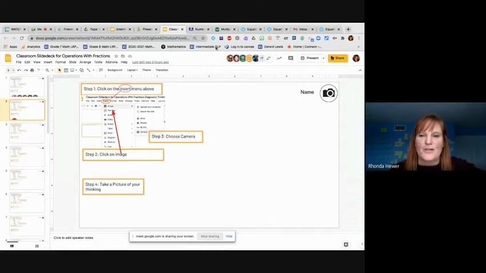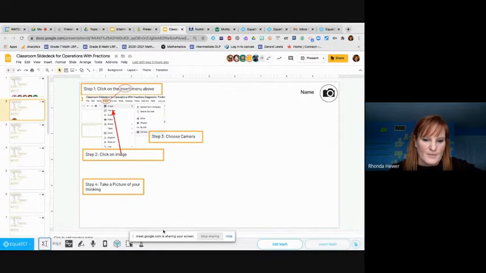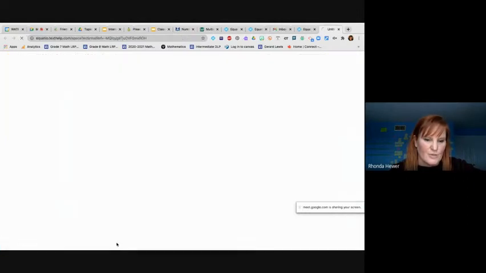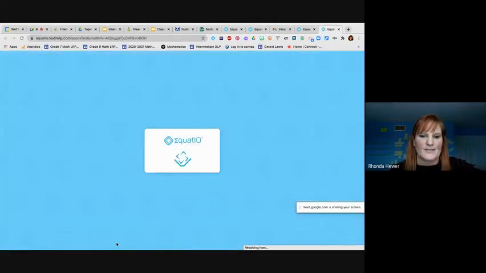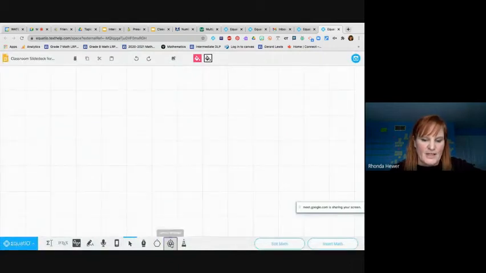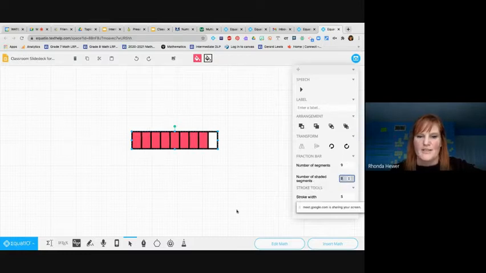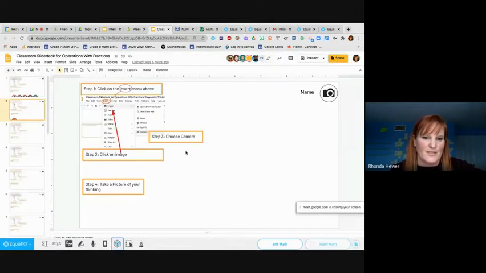Okay, if you have the Equatio add-on, and if you don't, I highly recommend it. It looks like this little blue square. It will come down here, and you can go to this space right here, which when I click on it opens up what's called Math Space. Then I can use these smart shapes, which come out as a fraction bar, and decide how many segments I want and how many of those segments I want shaded. When I'm finished creating my diagram, I can click this blue button and it will insert it back into my classroom slide deck.